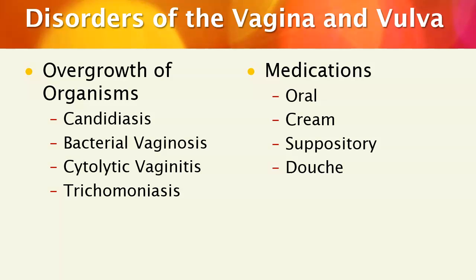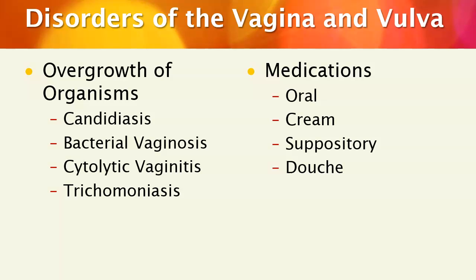Most likely what you're going to see a lot of times in this area is an overgrowth of organisms. And the organisms can be anything like candidiasis, which is like a fungal infection. It can be bacterial vaginosis. You can have cytolytic vaginitis. And then also something very common is trichomonas.